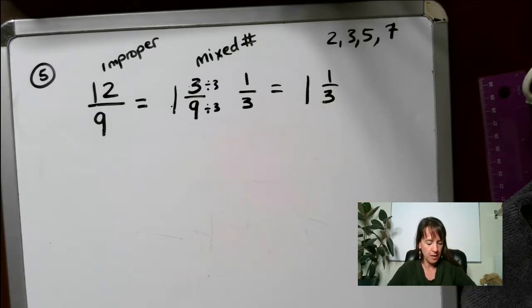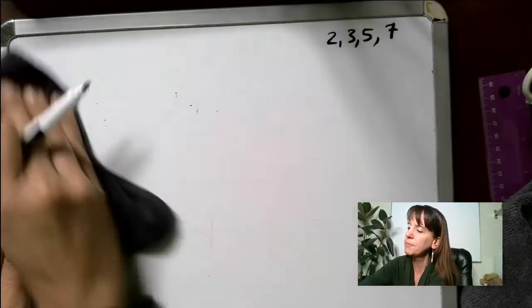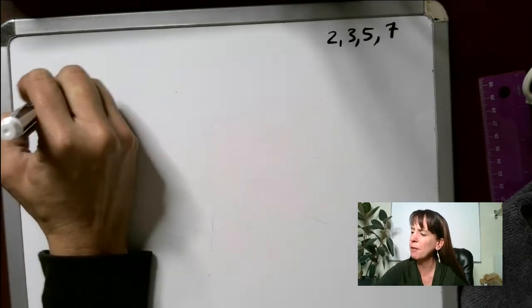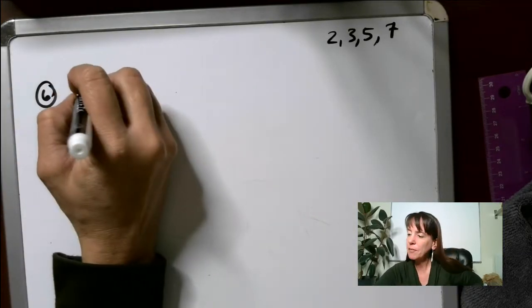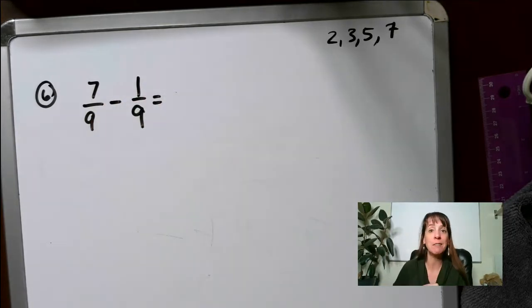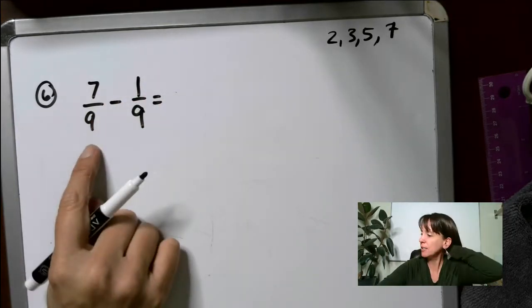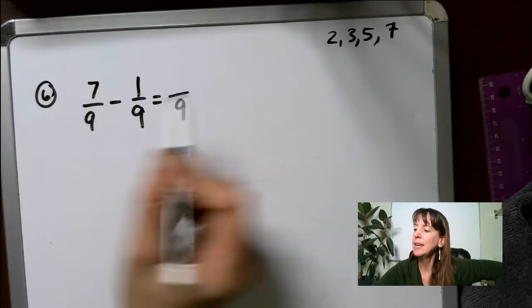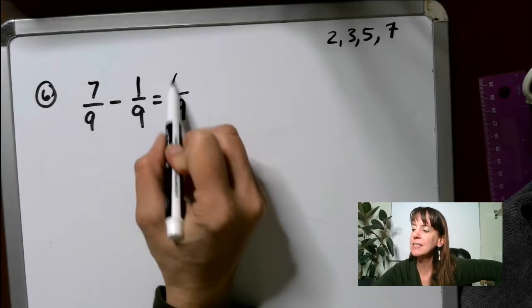All right, so number 6. Example number 6, it's all about fractions today. Simplify 7 over 9 minus 1 over 9. When we're adding and subtracting fractions, we need a common denominator. Fortunately, we have that here. 7 minus 1 is going to give us 6.